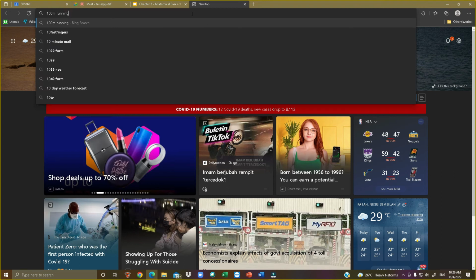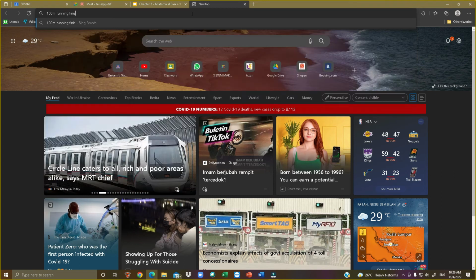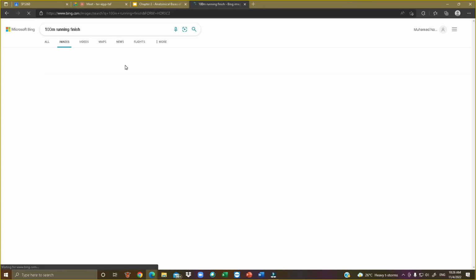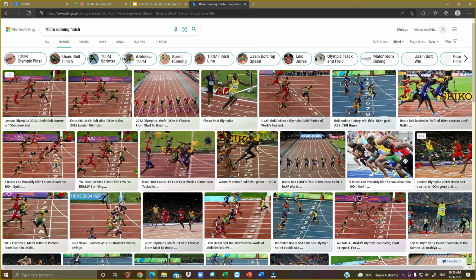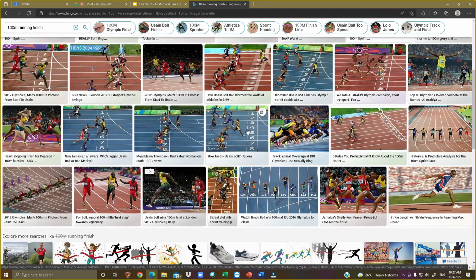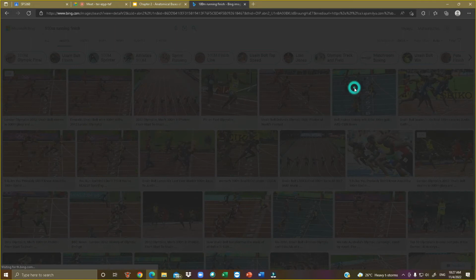Kita try satu gambar. 100 meter running finish. Image. Okay, kita tengok gambar je. Ni satu. Satu lagi saya nak gambar pada depan. Okay, ni. Alright, now let's see this one first.